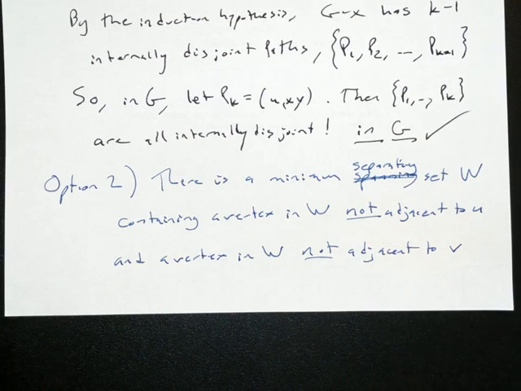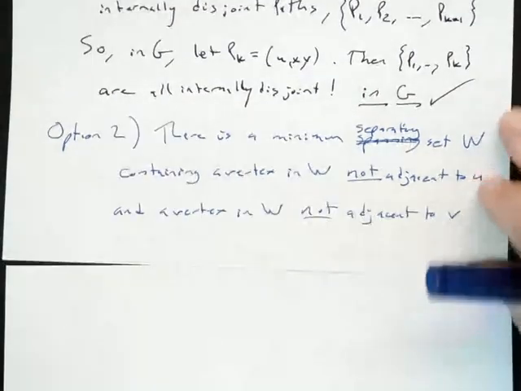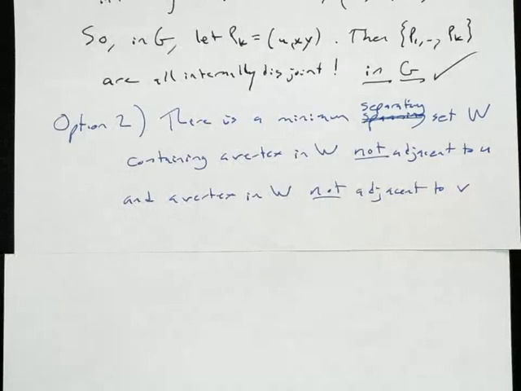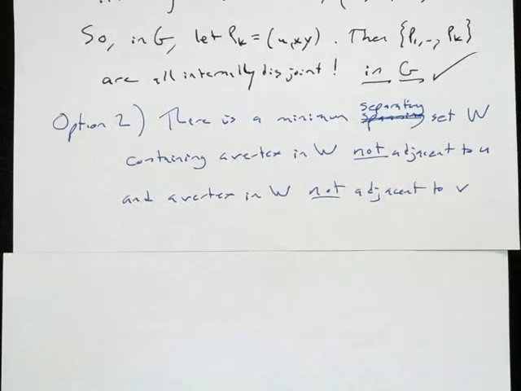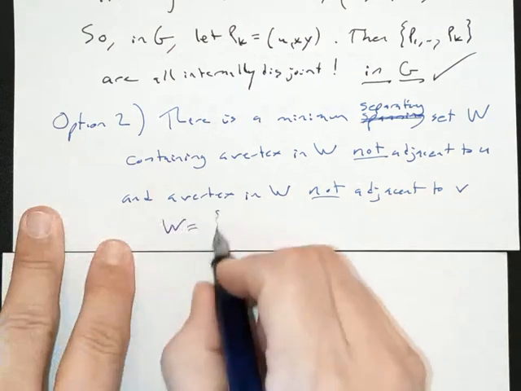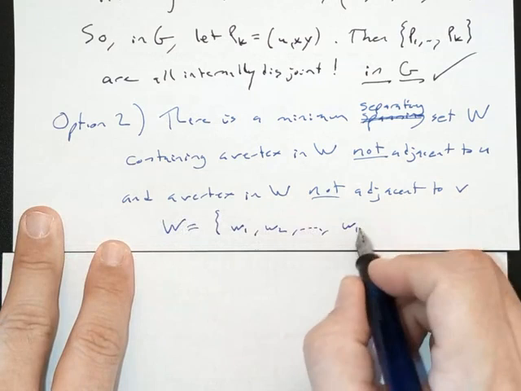Now, please notice, this is not the exact opposite of the previous statement. So that means that there is actually a third case floating around here. We'll get to that one after this one. All right, so let me write out this spanning set so I have something to hang my hat on. W equals W1, W2, up to WK.